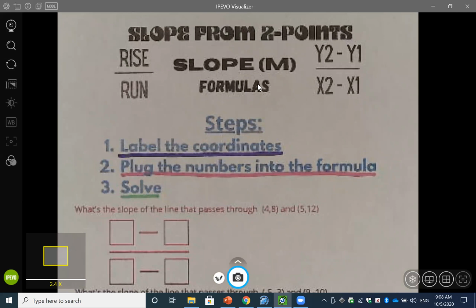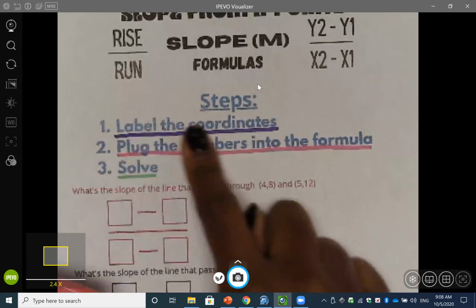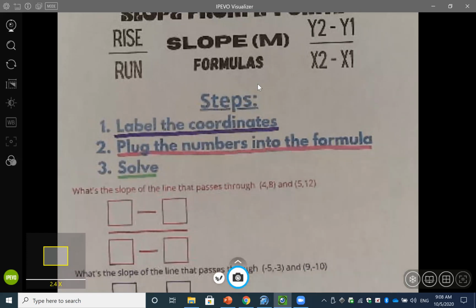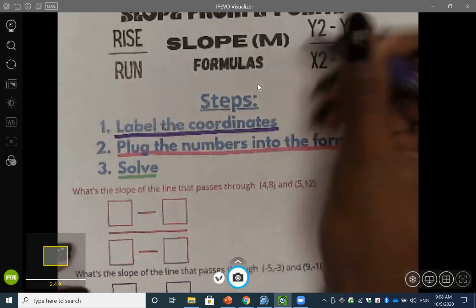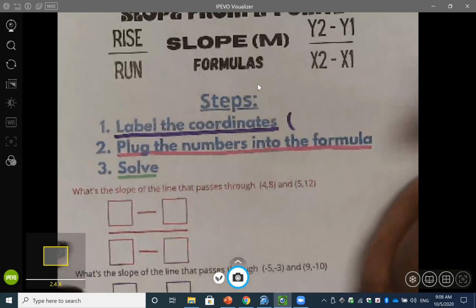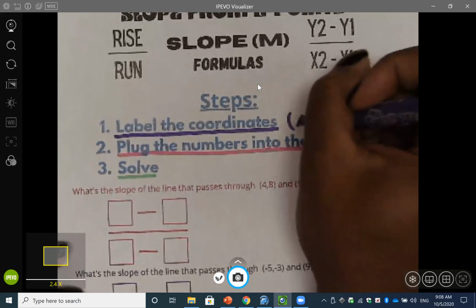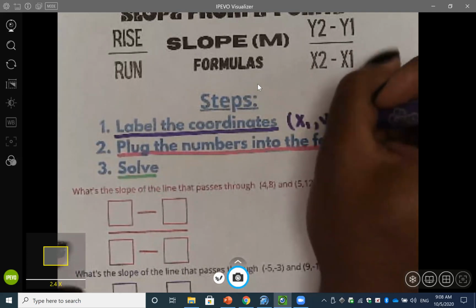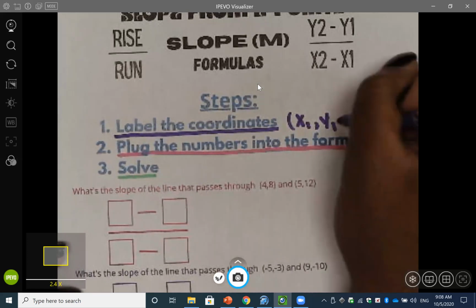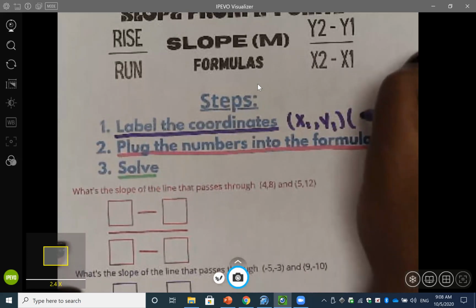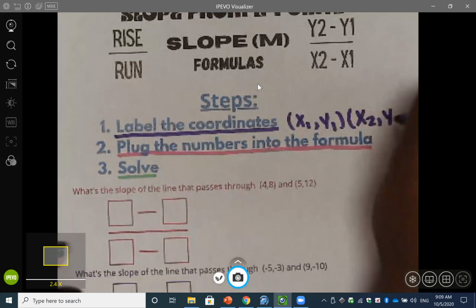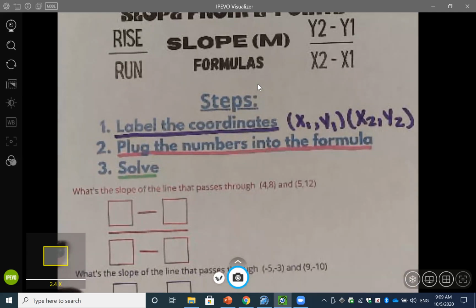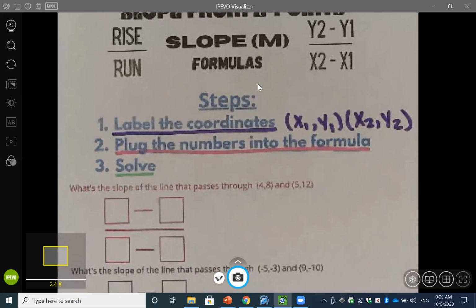Okay, so the first step of this tells us to label our coordinates. Anytime you label your coordinates, you normally have 2 sets. You have to have 2 points. And you label it as x1, comma y1, because that's your first ordered pair. And then your second ordered pair will be x2 and y2. So you have x1, y1, x2, y2. Those are the 2 ordered pairs of the 2 points that you need.